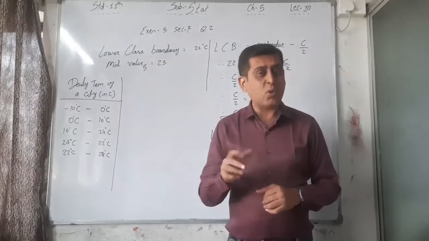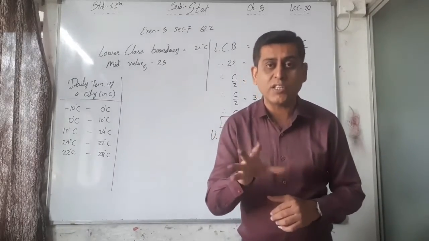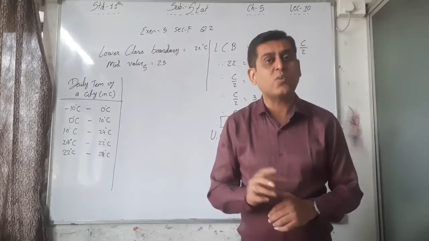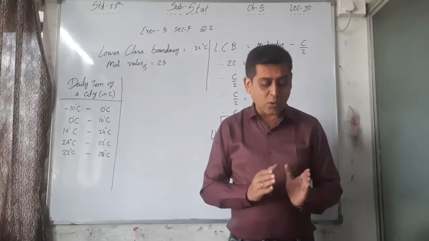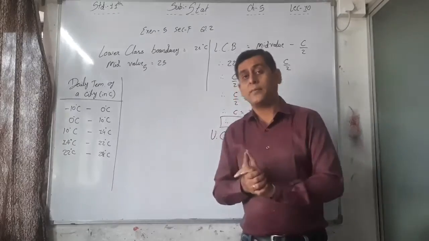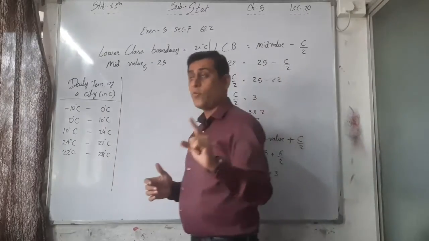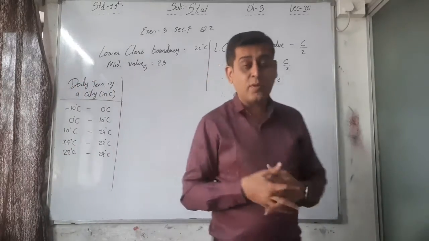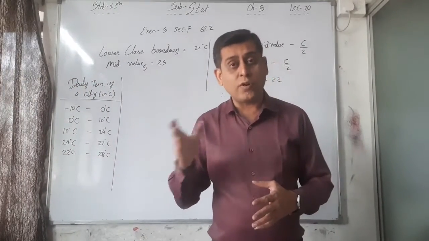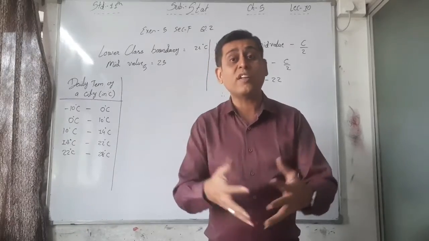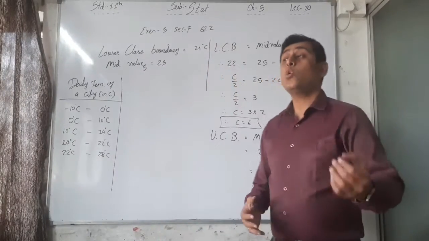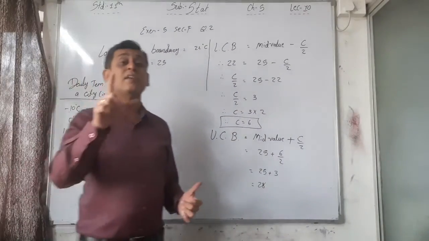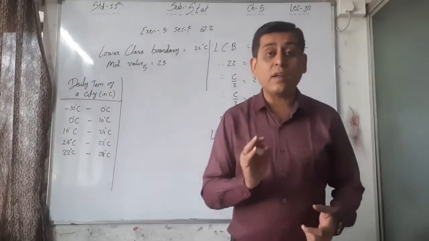Then we can find out 10 to 20: 10 plus 20 divided by 2, that is 15. 20 to 30: 20 plus 30 divided by 2, that is 25. So the mid values of 10 to 20, 20 to 30 and 30 to 40 can be found. But the first class mid value we cannot find out, and as well as the last class, 40 and above. What is the mid value of 40 and above? 40 to 50, 40 to 60, 40 to 70. That we don't know. So we cannot find out the mid value of the first class as well as the last class. That is called open-ended class.